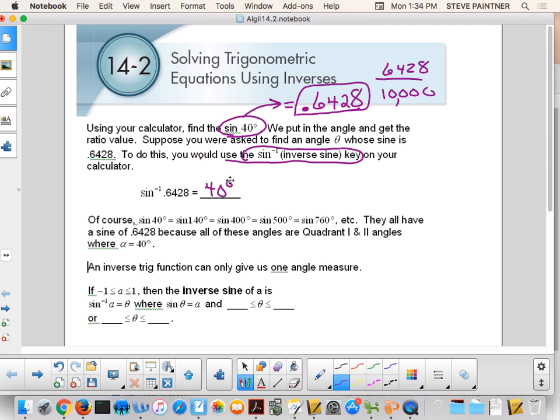So here's the deal. I just want you to know this. Today I'm going to ask you for an angle. This is your answer. You always give me angles in degrees or in radians, okay? Sometimes you get to use your calculator. Sometimes you don't get to use your calculator. You're going to start out with no calculator when we turn the page.